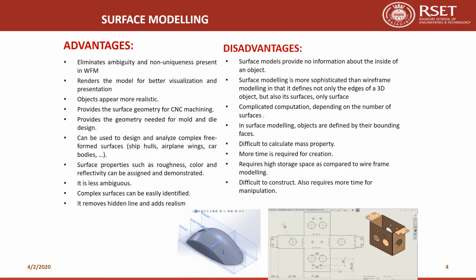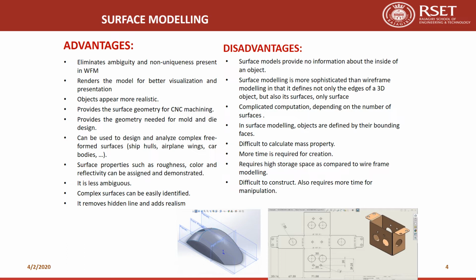It is less ambiguous. Complex surfaces can be easily identified. It removes hidden lines and adds realism. Now the disadvantages of surface modeling are: a surface model provides no information about the inside of an object. Surface modeling is more sophisticated than wireframe modeling in that it defines not only the edges of a 3D object but also its surface, only surface.